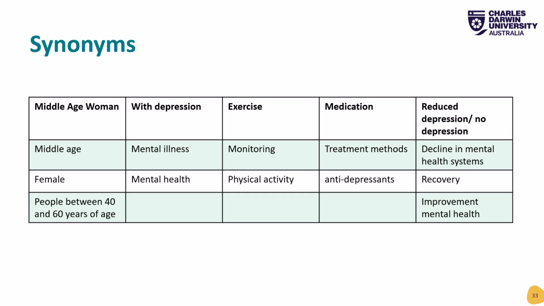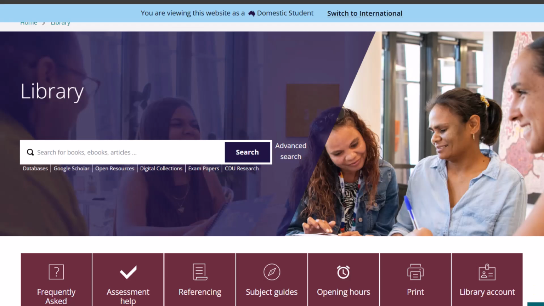And then for the outcome, reduced depression or no depression, we'd use decline in mental health symptoms, recovery, improvement in mental health. Counter-intuitively, sometimes adding too many synonyms to your search string will reduce the quality of your search results. So sometimes you do need to look at the total number. So sometimes you do need to reevaluate. Sometimes adding more synonyms doesn't actually help your search. Next, let's try our synonyms in a live search.